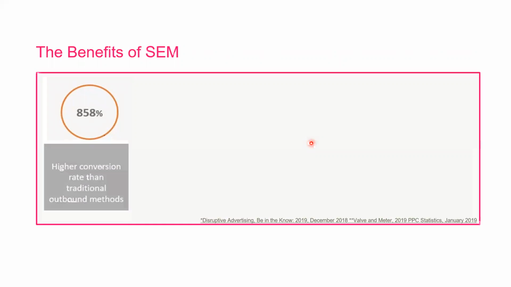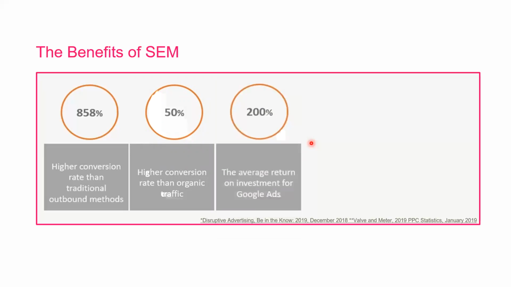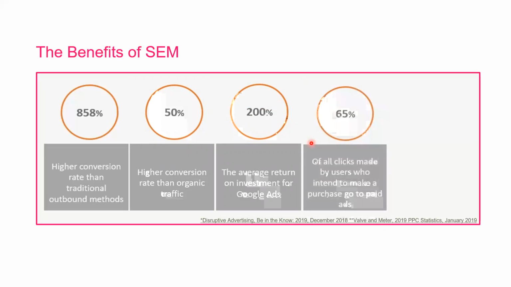So with SEM, or search engine marketing, on average, you have an 858% higher conversion rate than traditional outbound methods. So think direct mail, traditional television or radio advertisement. You do get much more engagement from this type of advertising. It has a 50% higher conversion rate than organic. And we'll have more metrics on why that is in a moment. 200% average return on investment. So for every dollar you're putting in, it should be spitting out $2 worth of investment.